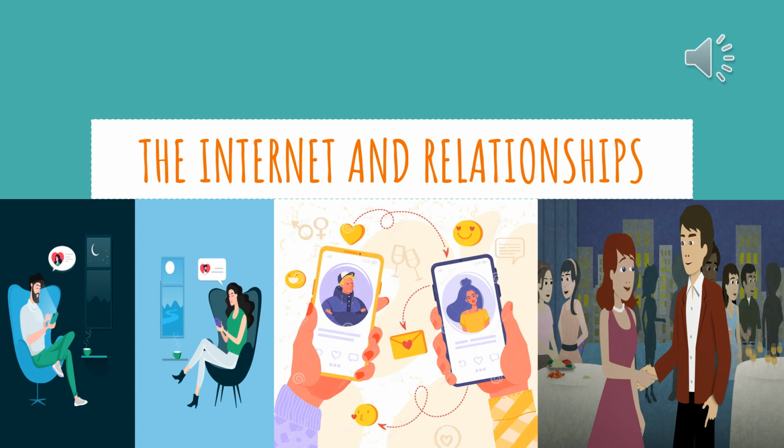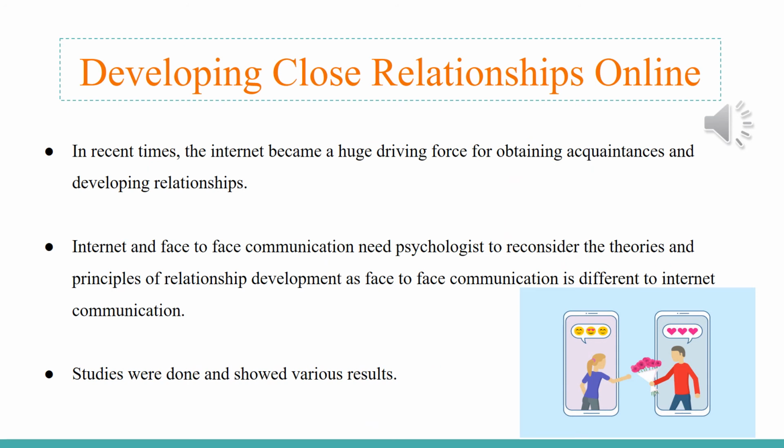Component number 4. The Internet and relationships. We now move on to the internet and relationships. The first subcomponent under the internet and relationships is developing close relationships online. In recent times, the internet became a huge driving force for obtaining acquaintances and developing relationships. As we know, the internet and face-to-face communication are two completely different things due to the physicality involved in the face-to-face communication. Therefore, psychologists need to reconsider the theories and principles of relationship development. In the absence of physical appearance, similarity of interests and values come into play with regards to internet communication.